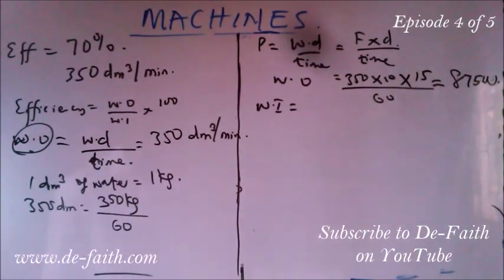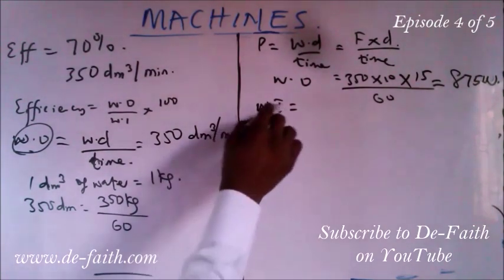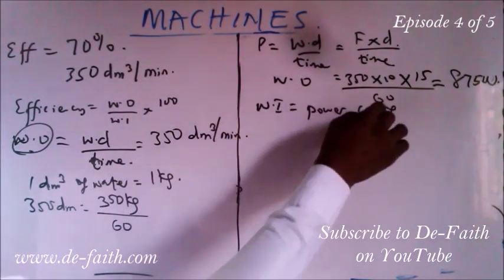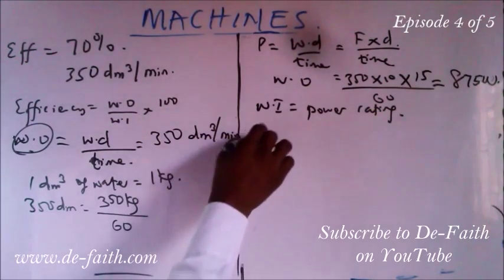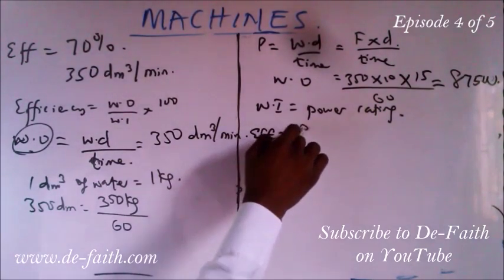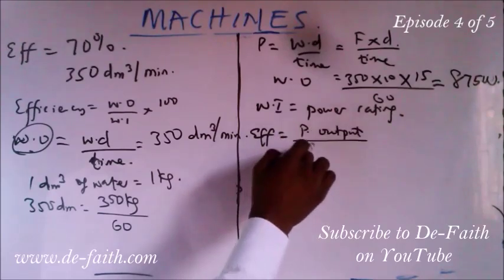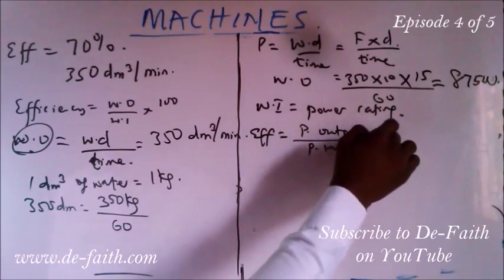We are to calculate the power rating of the pump, and the power rating of the pump is the work input, that is the work that the pump can do per time. That is the work input. The work output we have gotten over here, it is the work that was done per time. So we have it that the efficiency now is equal to the power output over the power input times 100.